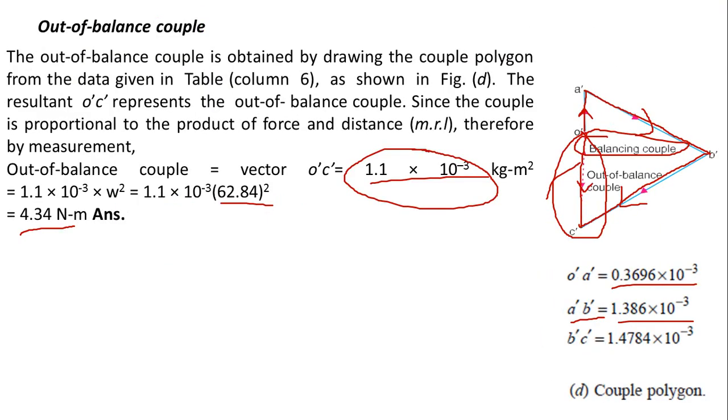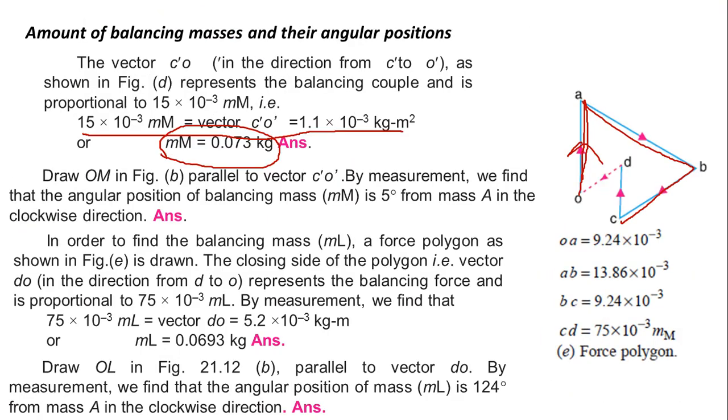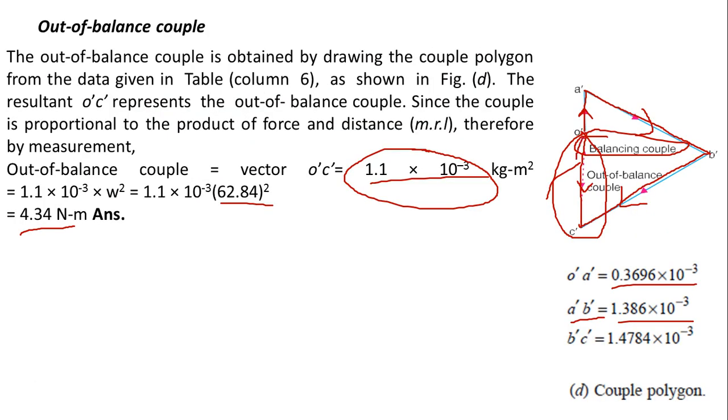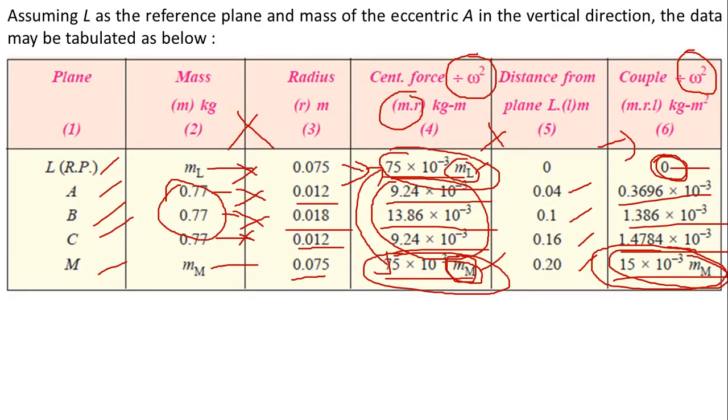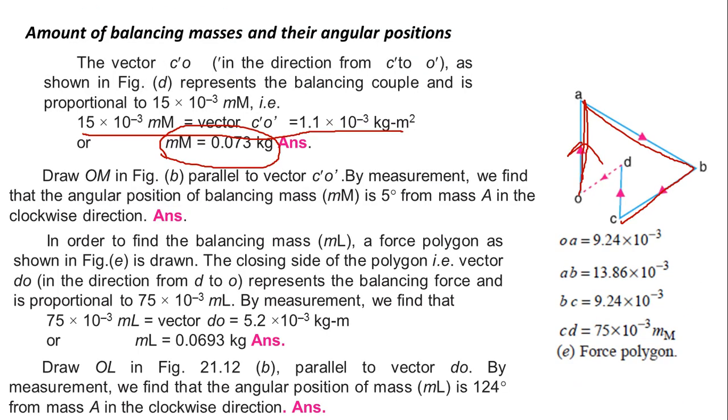Okay, next the position we know now. The angular position is known to you because this vector you have already drawn. If you draw the direction over here in the figure, it is almost nearer to C. So this position you are going to take, somewhere around this position. So this value will be 75 into 10 to the power of minus 3 into mm. The mm value you already know, it is 0.073 kg. So substitute this value, and you get up to D.